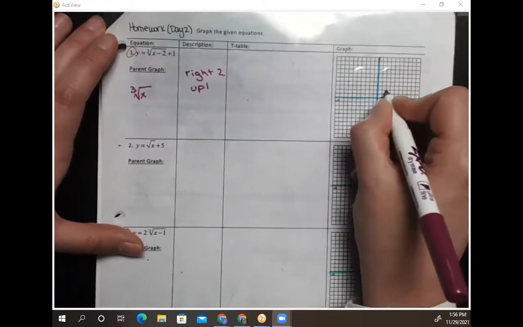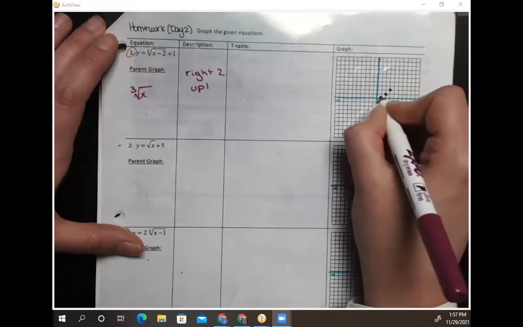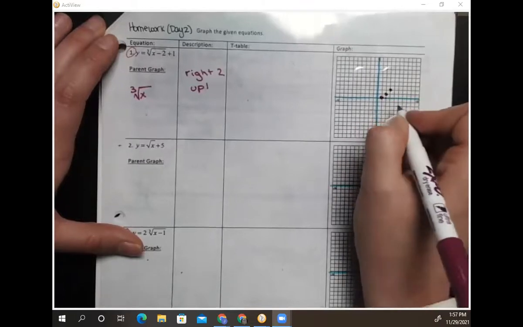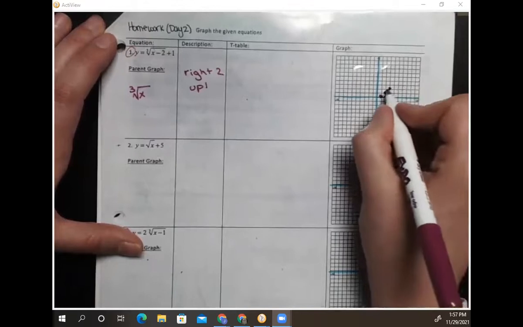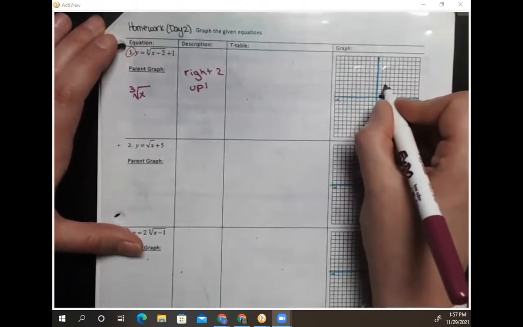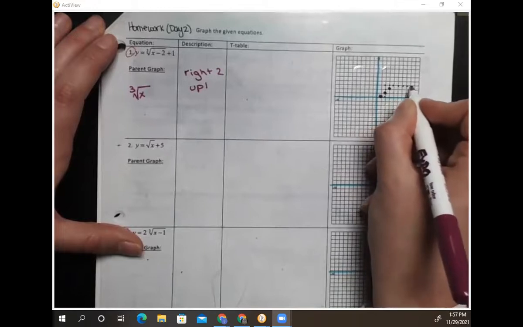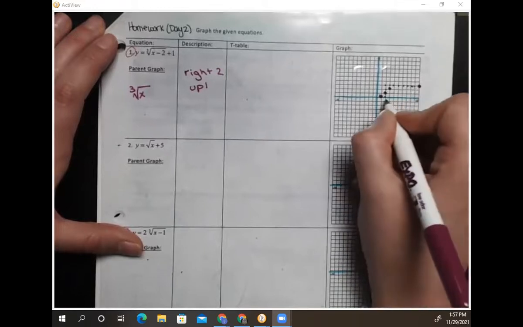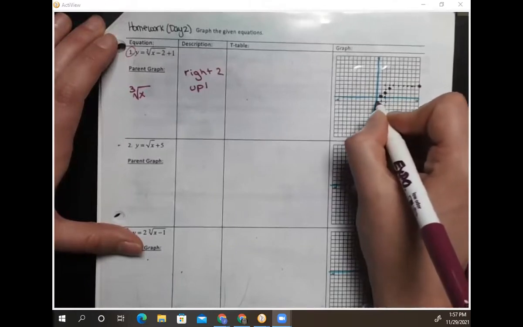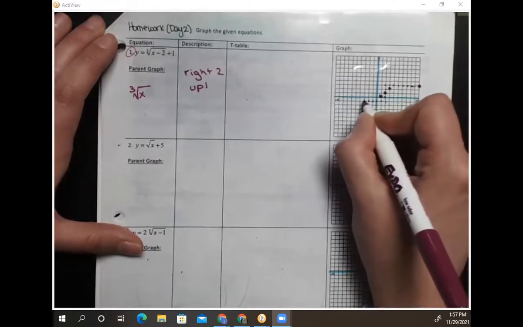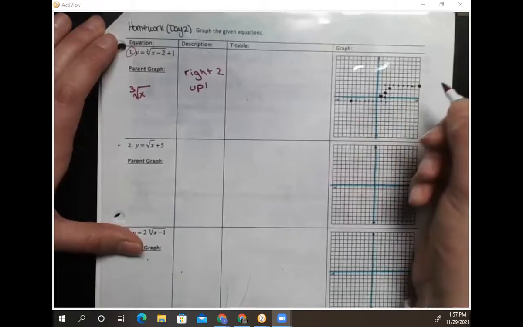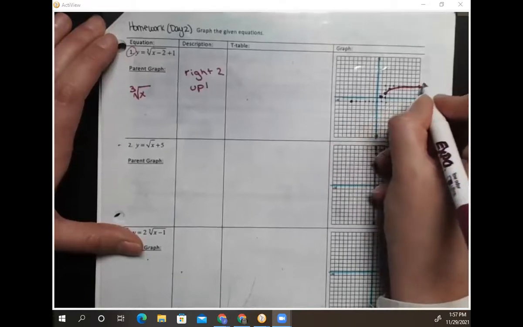My next nice point would be up 1 and out 1, down 1 and out 1. And if I wanted to extend to those 8s, it would be from the key point up 2, out 1, 2, 3, 4, 5, 6, 7, 8. And then again, from the key point down 2, out 1, 2, 3, 4, 5, 6, 7, 8. There we go. And there's my graph.